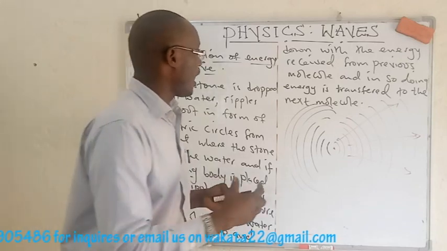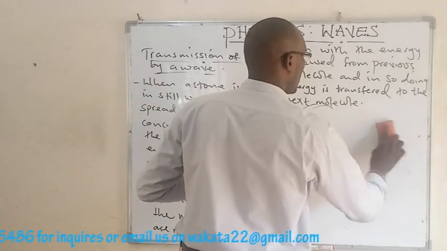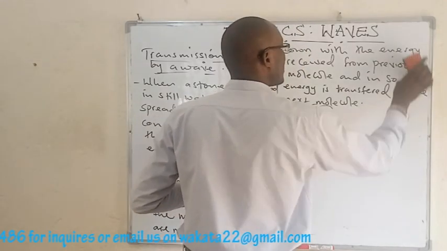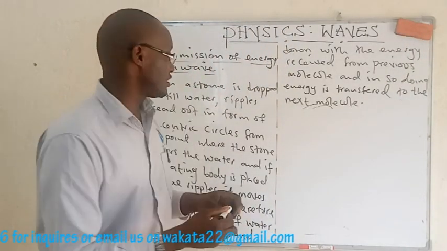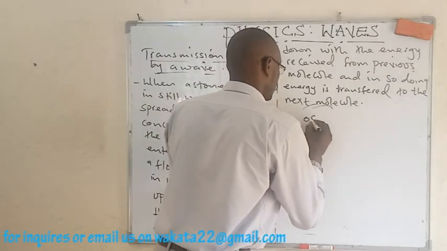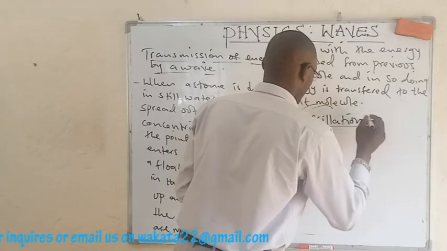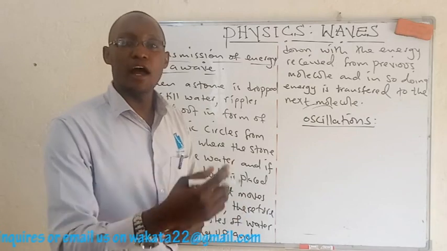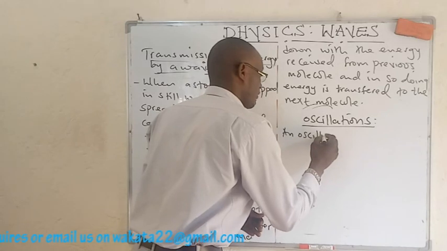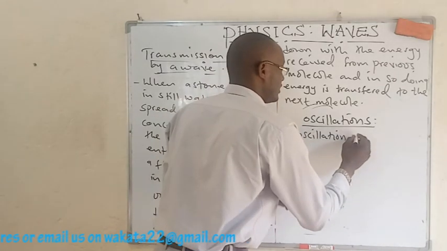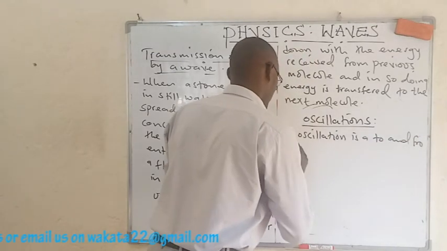So what do we mean by oscillations? Oscillations, we talk about them as the to and fro motions. To and fro movement is what we call an oscillation. So there is a need to talk about oscillations. An oscillation is a to and fro movement.